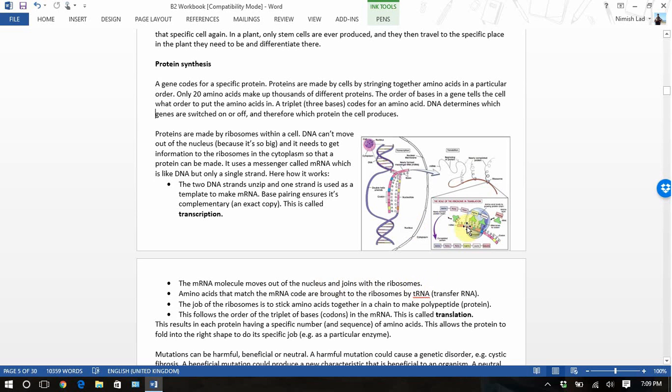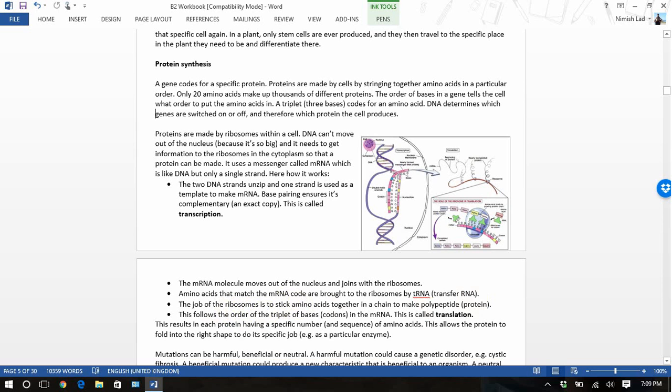Okay, so it comes out and meets these ribosomes. The amino acids that match the mRNA code are brought to the ribosomes by tRNA, so it's called transfer RNA. The job of the ribosomes is to stick amino acids together in a chain to make polypeptide, which is a protein. This follows the order of the triplet bases in the mRNA. That's called translation. So the key phrases are transcription and translation.